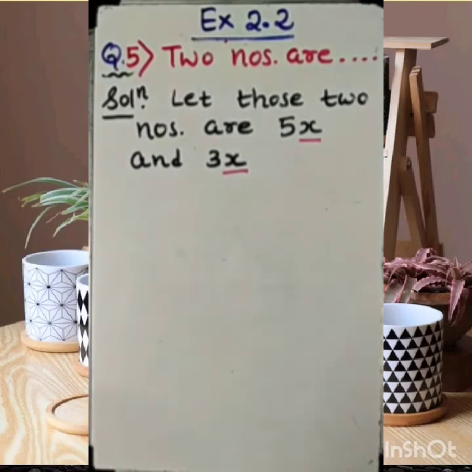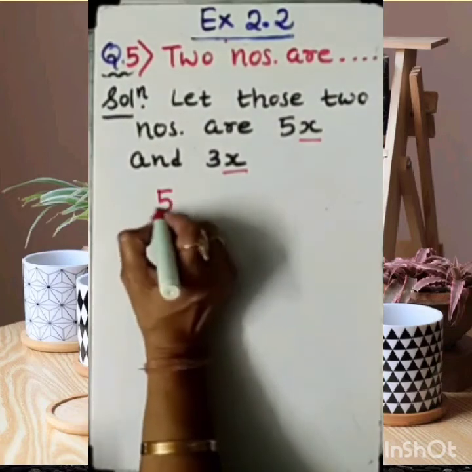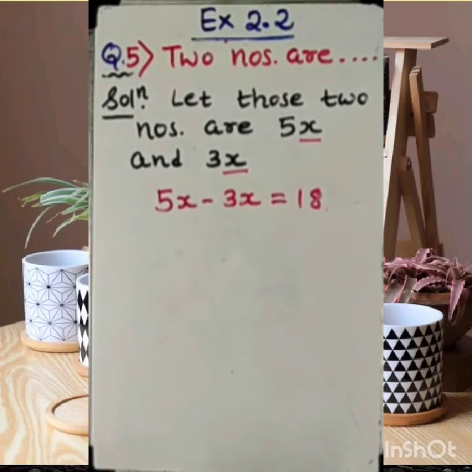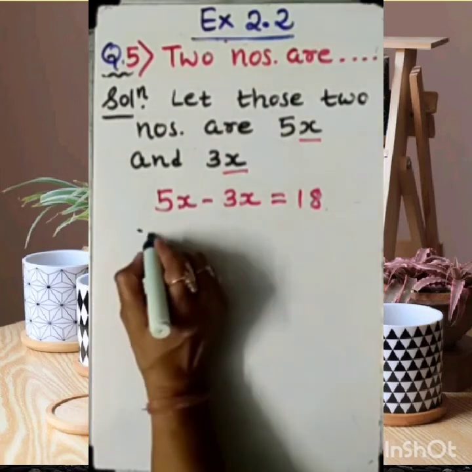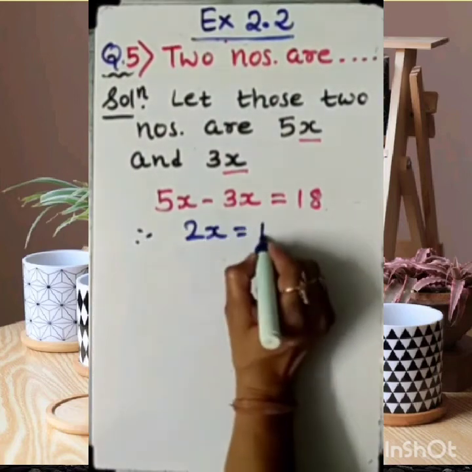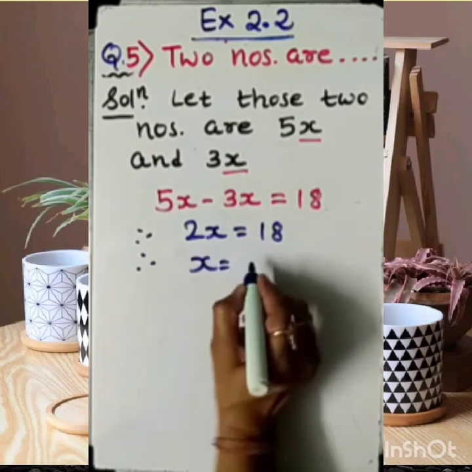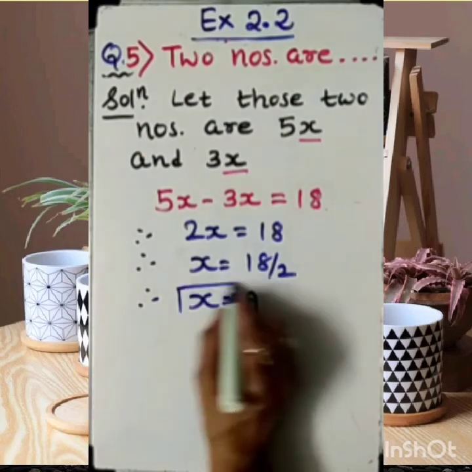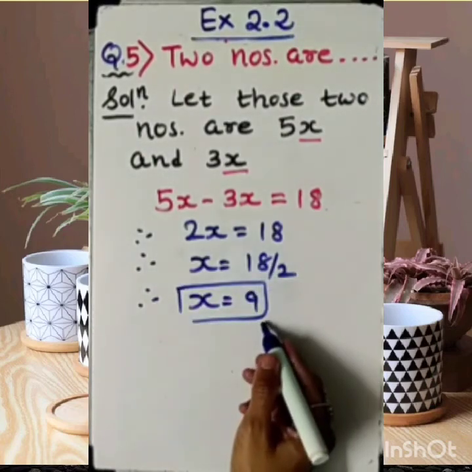Very simple. Now the other words we are given are differ by 18. What is the meaning of differ by 18? Differ indicates difference. So difference means 5x minus 3x that is equal to 18. So my dear student, what is 5x minus 3x? It will be 2x equal to 18. Therefore, x equal to 18 divided by 2. Therefore, x equal to 9. The simplification of 18 by 2 is 9.